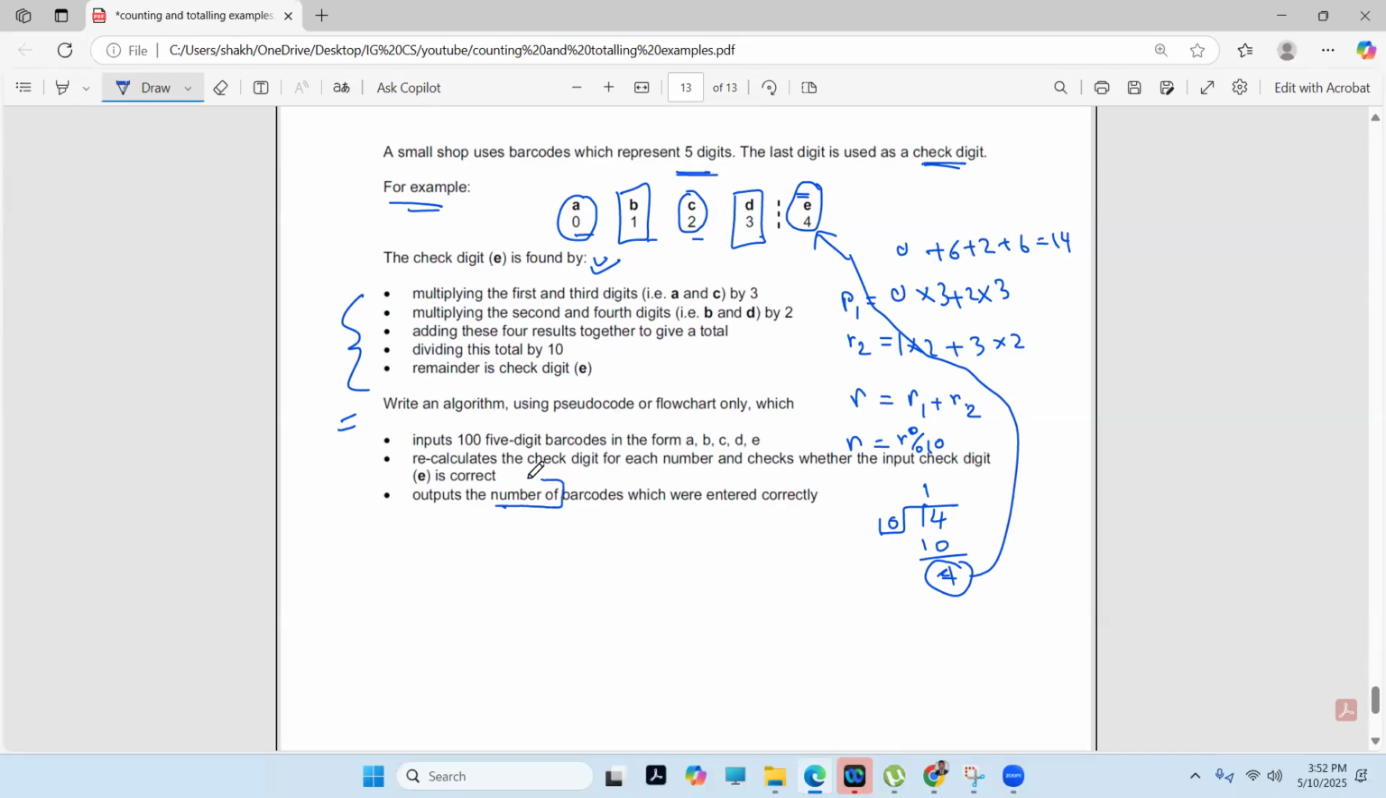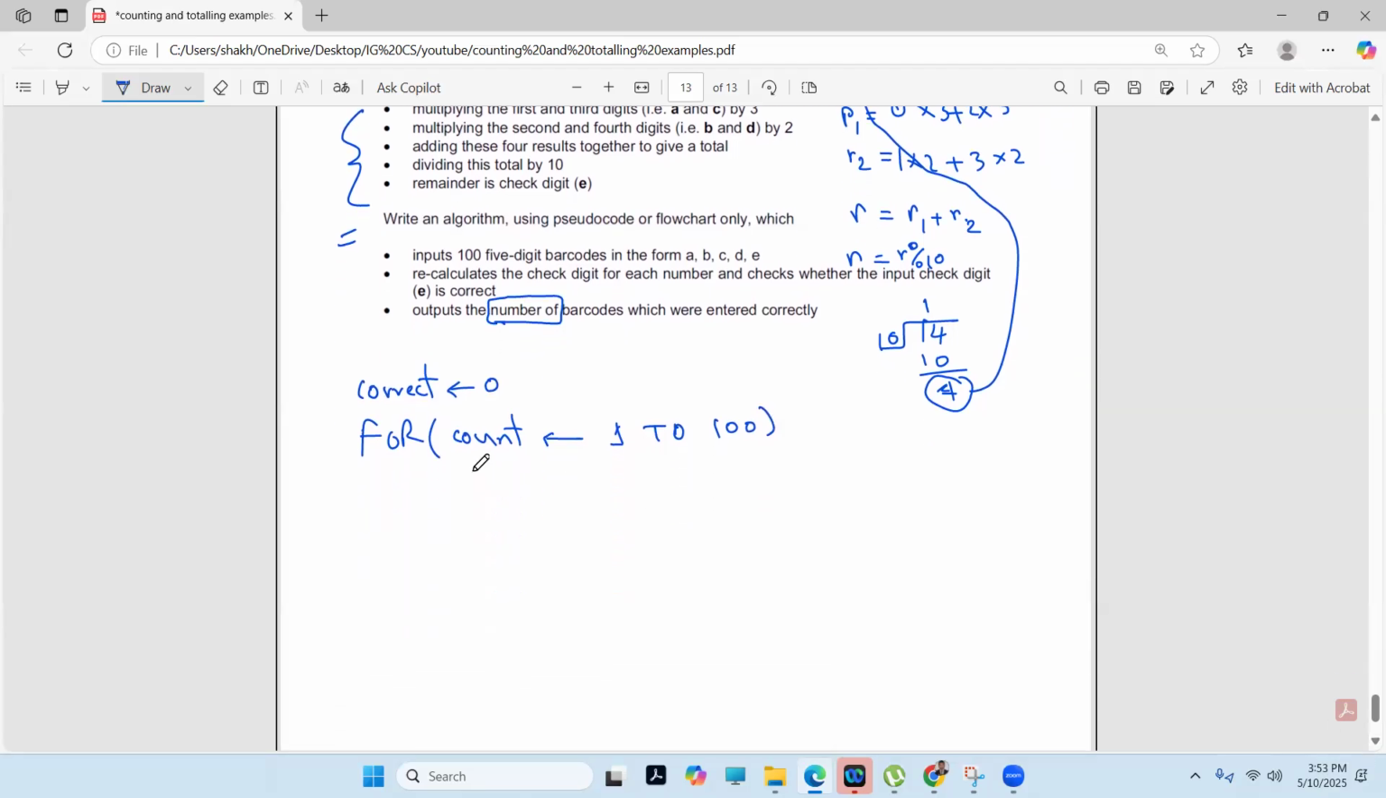Output the number of barcodes which were entered correctly. That's the main thing, counting. How many are correct at the beginning, we don't know. Initially, the total number of correct barcodes is 0. So for how many numbers do we have to input? 100. For count equals 1 to 100, input A, B, C, D, and E.